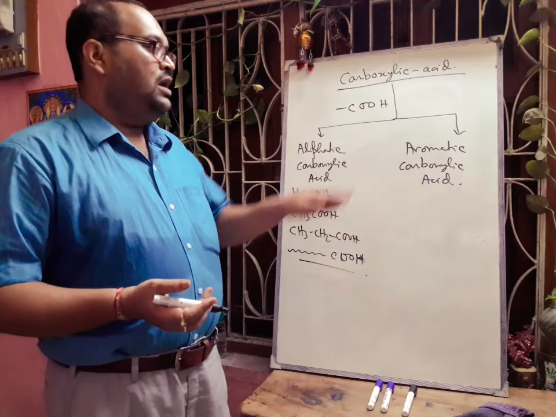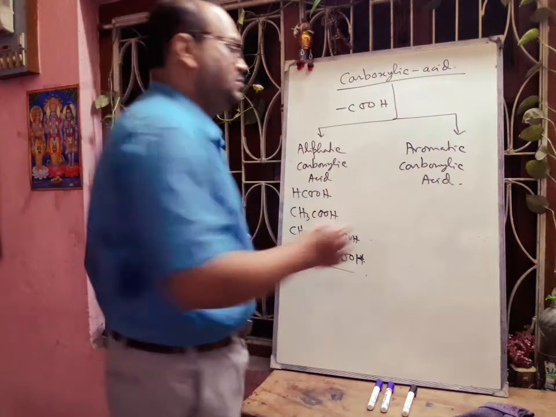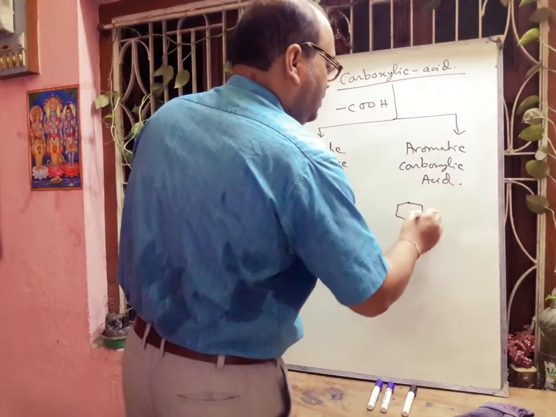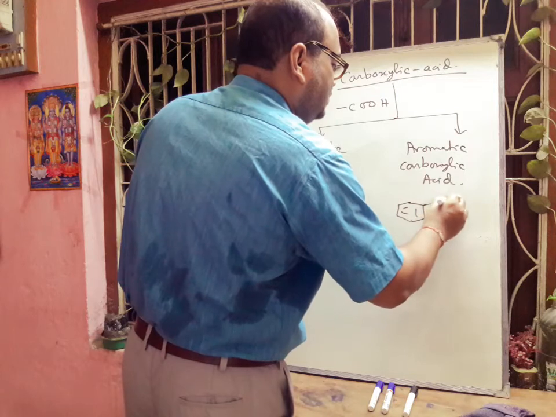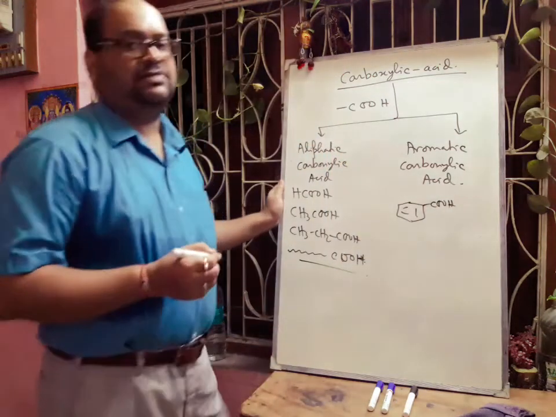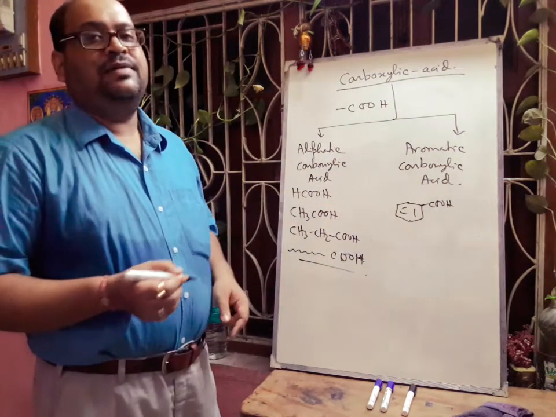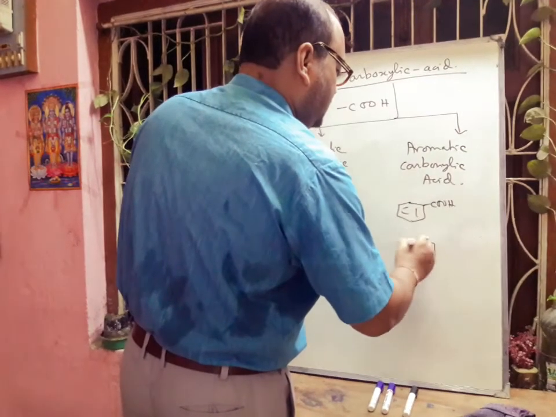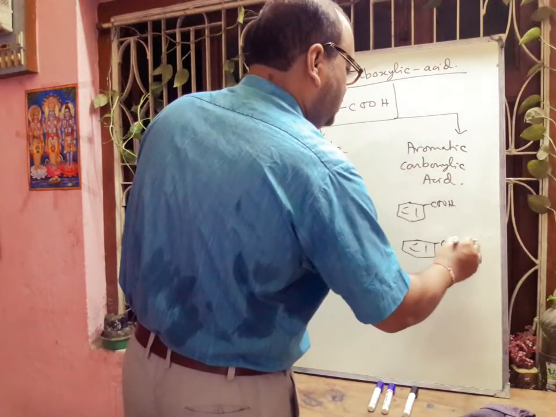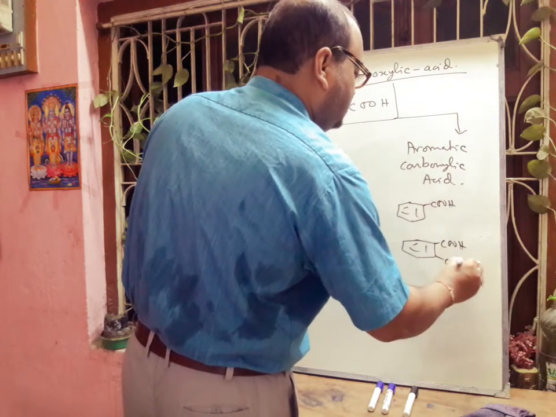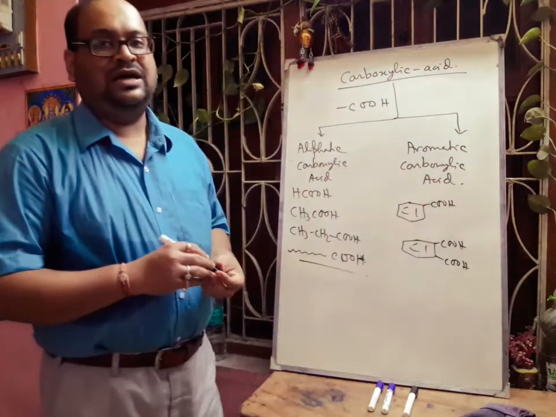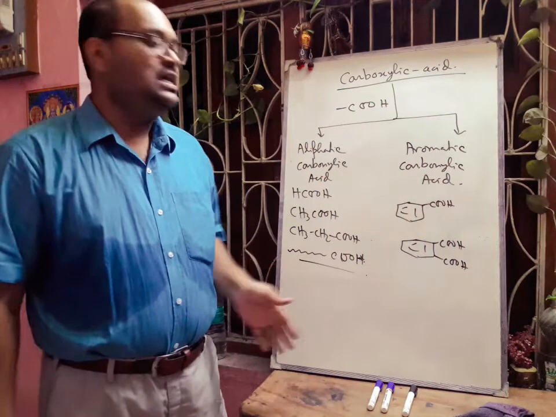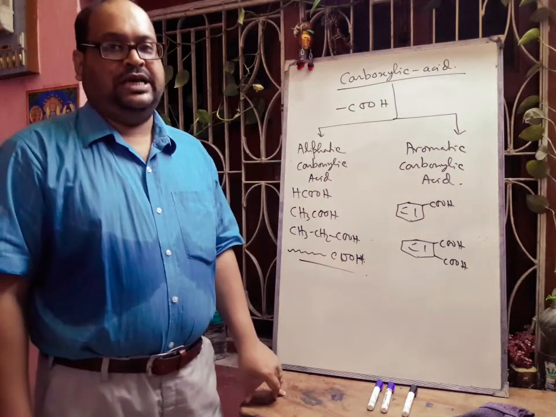Now aromatic carboxylic acid, when the COOH group is attached to the benzene ring, then it is called aromatic carboxylic acid. Suppose this one is the benzoic acid, and if you give a 2-COOH, this one is called phthalic acid. Understand? So these are the aromatic carboxylic acids.